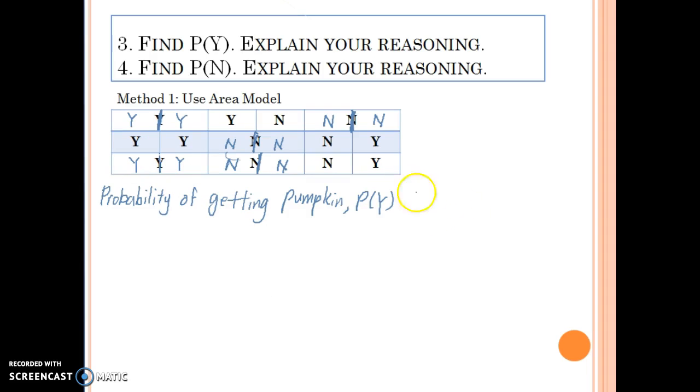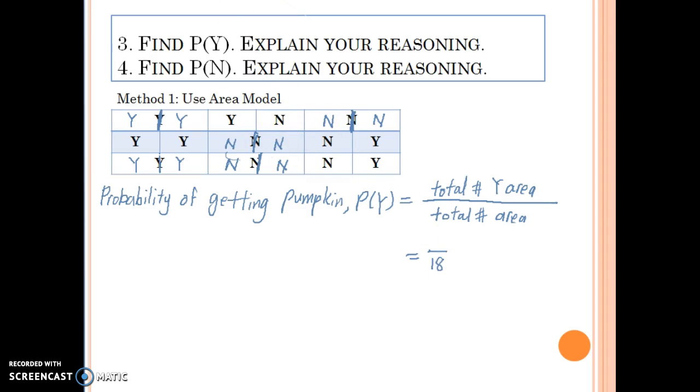Okay, now to calculate the area model of PY, you need to know the total pieces of small area, and then the total number of Y area. So the total area is, each row has 1, 2, 3, 4, 5, 6, and there are 3 rows. Total area is 18.